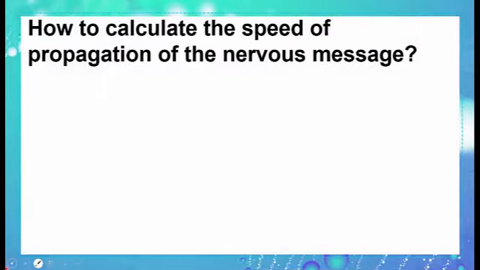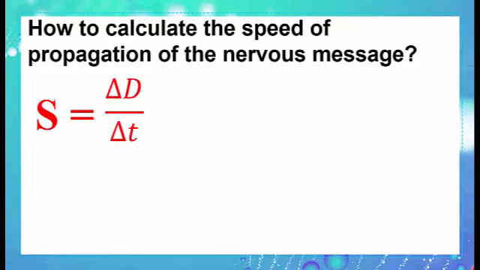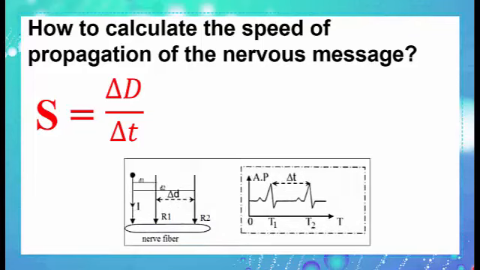Now, if I want to calculate the speed of propagation of the nervous message, we have to apply the same rule applied in physics. So the speed is delta D over delta T, D for distance and T for time. For example, this is an experiment.